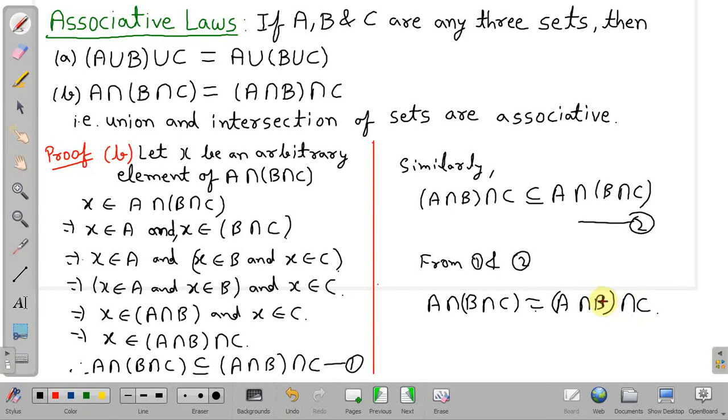Okay, friends. So in this lecture we have discussed associative laws and we have also seen the proof of the associative laws.